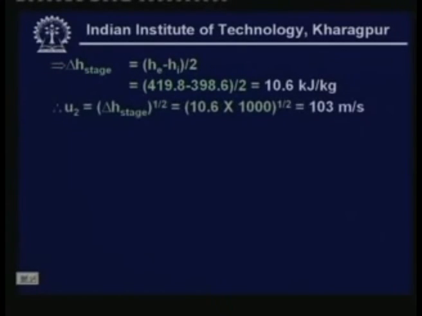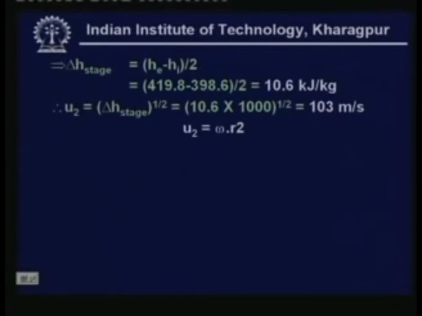And we know that this is equal to U2 square, that means U2 is equal to the square root of delta H stage. Since this delta H is in kilojoule per kg, and if you want velocity in meter per second, you have to multiply it by 1000. So U2 is equal to the square root of 10.6 into 1000, that is equal to 103 meter per second. This is the tip speed of both the stages, and we know that tip speed U2 is equal to rotational speed omega in radians per second into the outer radius.